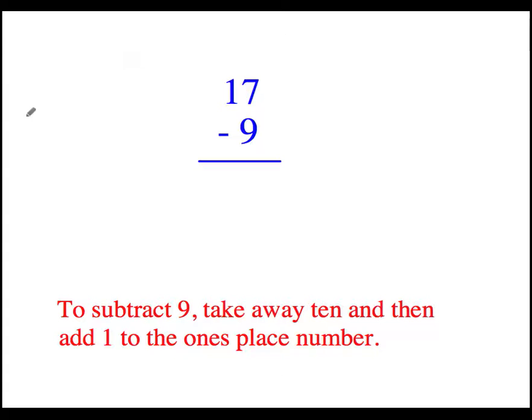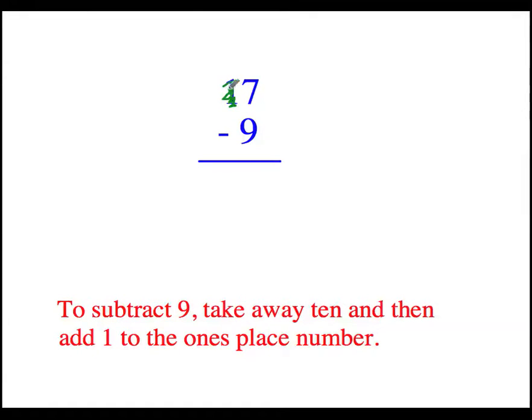Let's look at how to do this when we can only see the numbers and we don't have any blocks to work with. Here we have 17 minus 9. Remember how easy it was to take away 10 from 17? We just really had to get rid of the tens place number, and the answer was the number that was in the ones place. Well, we can almost do the same thing when we're taking away 9. We can just get rid of the tens place number.